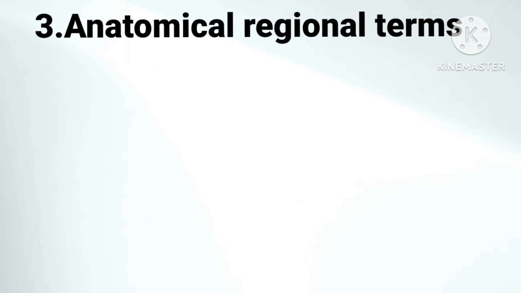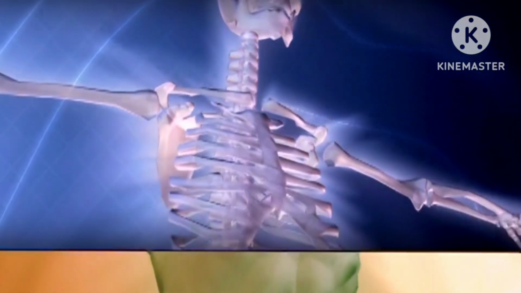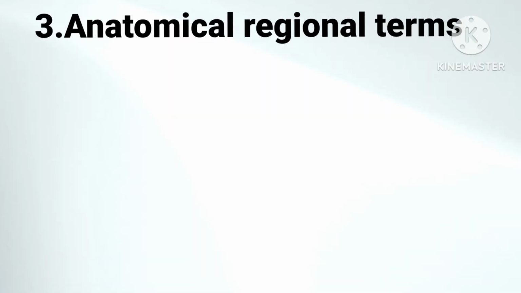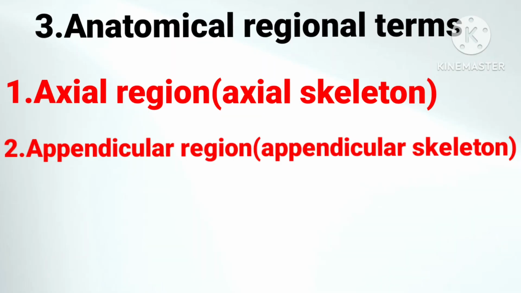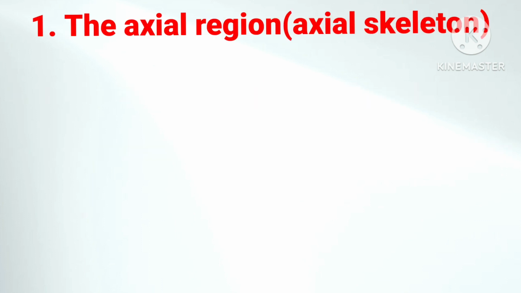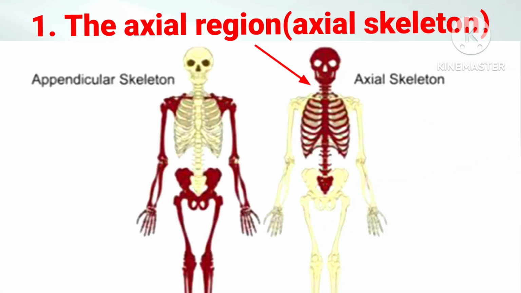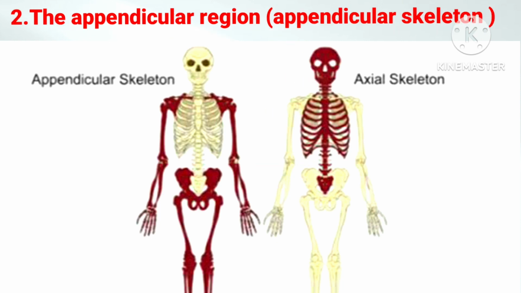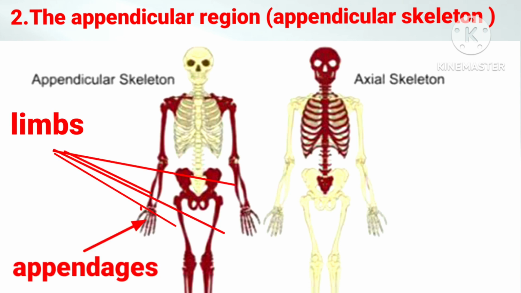Now, the anatomical regional terms. Regional terms describe anatomy by dividing the parts of the body into different regions that contain structures that are involved in similar functions. And these are the axial region and the appendicular region. The axial region makes up the main axis of the human body and includes the head, neck, chest, and trunk, while the appendicular region makes up the parts of the human body that connect to the axial region. These include the limbs and the appendages.